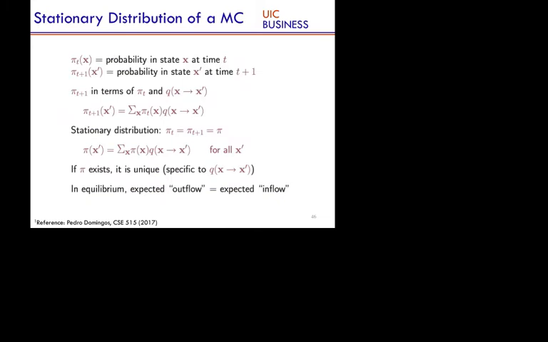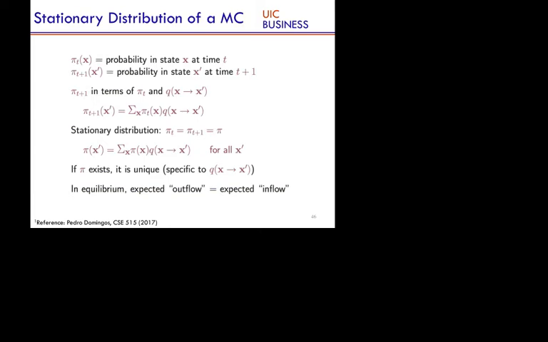So let's say pi t of x is the probability of being in state x at time t, and pi t plus 1 of x prime is the probability of being in state x prime at time t plus 1. So how are these two related? The probability of being in state x prime at time t plus 1 is: start from any state x, what is the probability that I am in state x at time t, and what is the probability that I am going to transition from x to x prime. Okay.